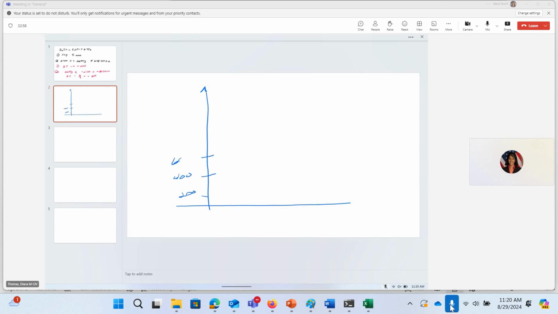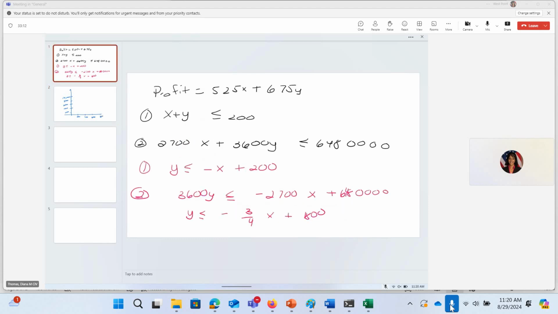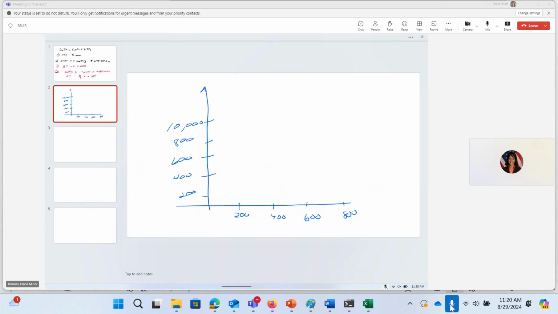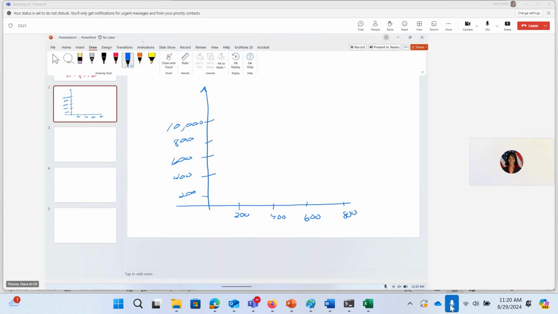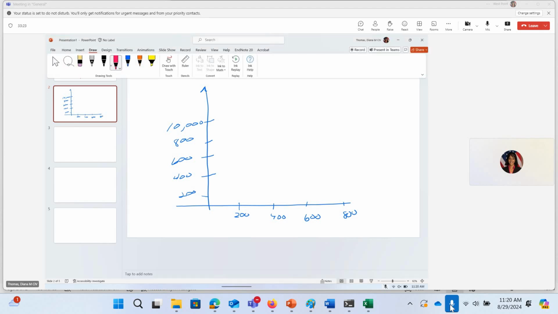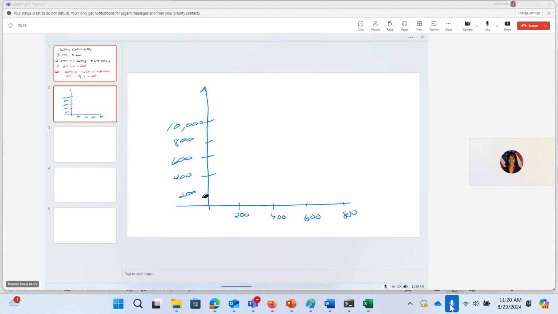So the first one I have is y is less than or equal to minus x plus 200. So I know the y-intercept is at 200. Let me make a different dot. So there's 200. And then I want to pick something that will look nice. So if I put 100 in here, I get 200 minus 100, which is 100. So I'll have something like this. So this is line number 1.